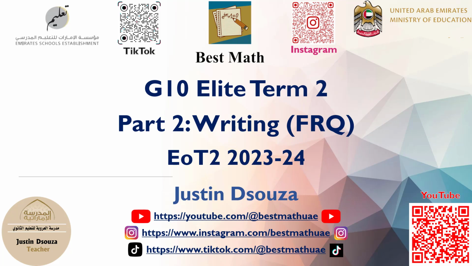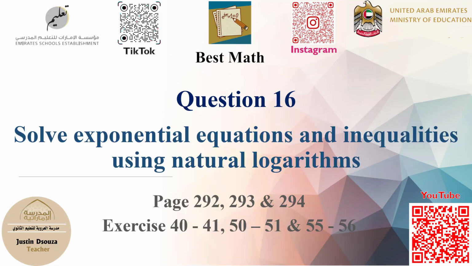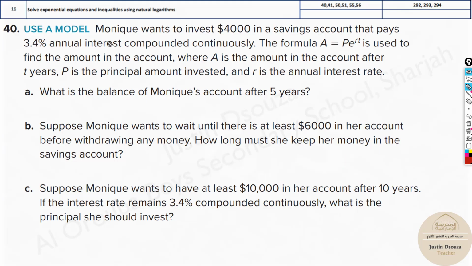We now move to the second part, which is the writing part for the grade 10 elite. Question 16 is to solve exponential equations and inequalities. The first question is about investment. Monique wants to invest 4,000 in a savings account that pays 3.4% annual interest compounded continuously.